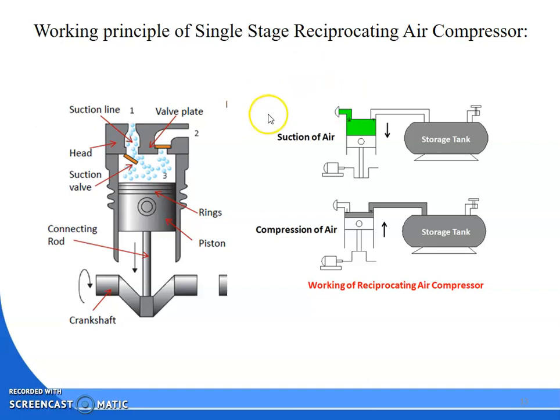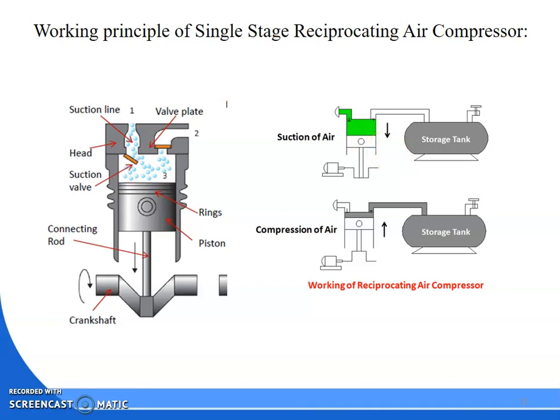So due to pressure difference, the atmospheric air will be passed through the air filter. Outside there is atmospheric air, and inside the cylinder there is negative pressure, that is, a vacuum. So because of the pressure difference, the suction valve will be open and the filtered atmospheric air will be entered into the compressor, or enter into the cylinder. Okay, and this process will be continued when the piston reaches what? The BDC position, bottom dead center.